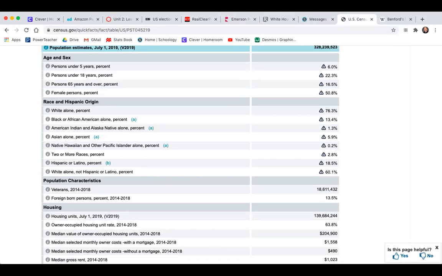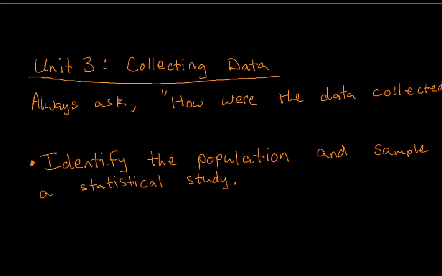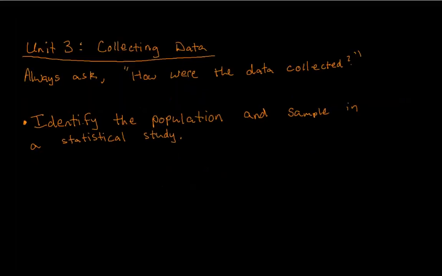So let's go back to a general overview of what we're doing today. There we go. You always want to know where data come from. That is the idea behind this entire unit. We want to be as fair and accurate as possible. Today's learning goal is really just to identify populations and samples in statistical studies.